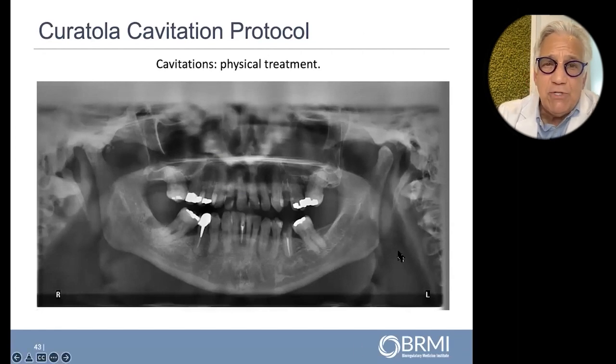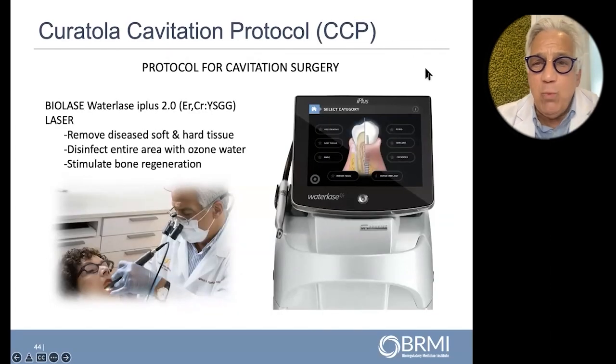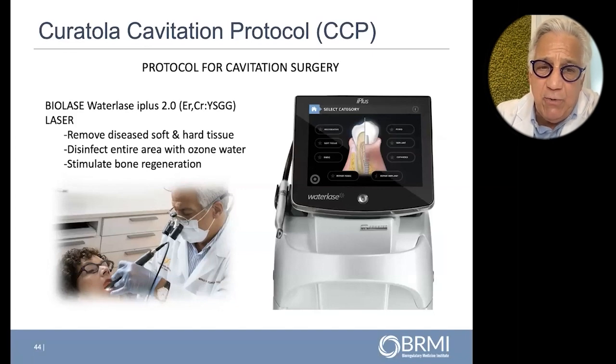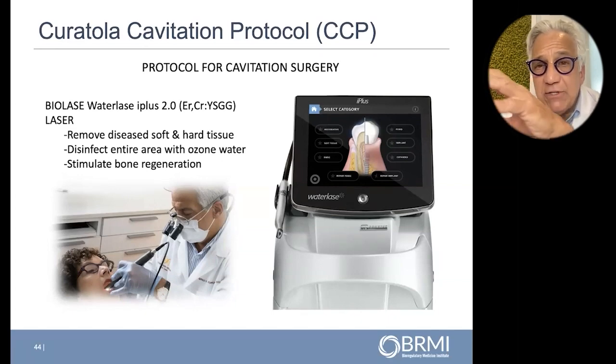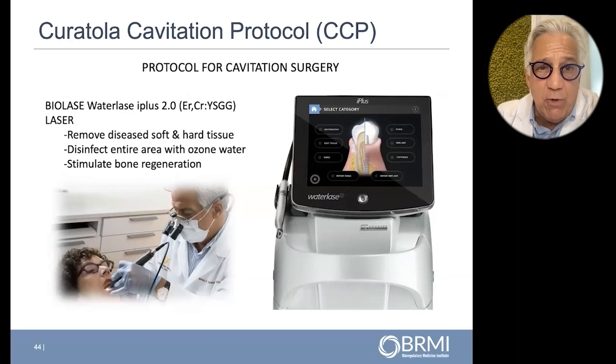And so I have a protocol that we use, and we use a laser to treat this. And this laser does three things. It gets into the cavitation atraumatically. It disinfects the area with ozone and ozonated water, and it stimulates the regeneration of bone, which is the most exciting one. Regenerative medicine is the biggest turn on for me.